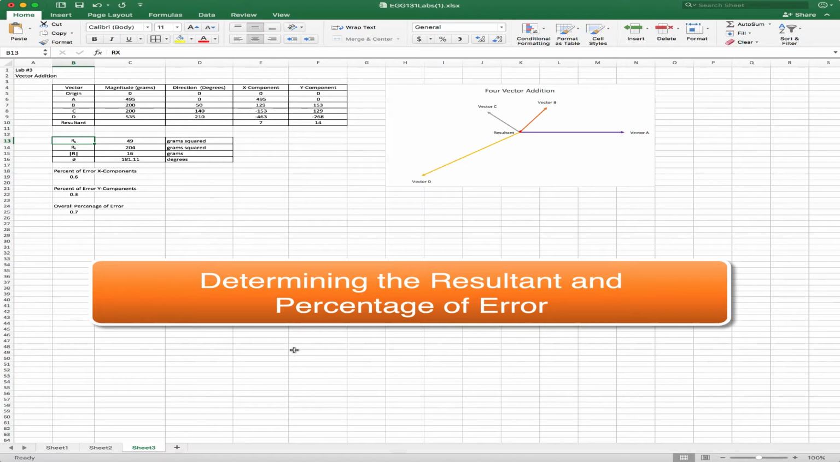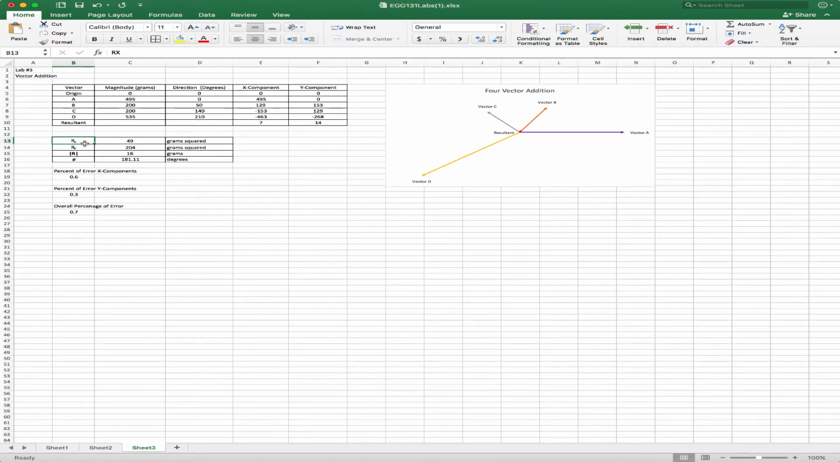Okay, let's take a look at this last section here. Now, this part may be a little hard to get your head wrapped around, but bear with me. So we've got our resultants laid out here.